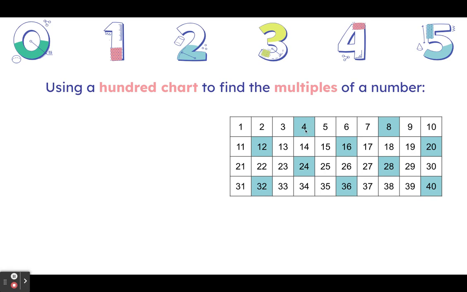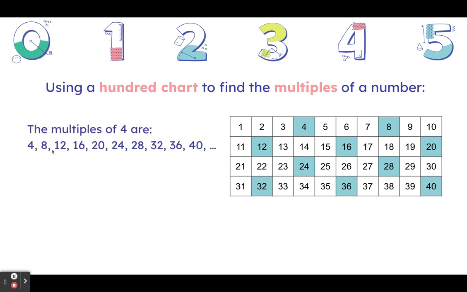So I start at 4 and then I count 4 more. 1, 2, 3, 4. I get to 8. I count 4 more to 12, and so on. So every fourth square I will color in with that color, and I'm finding my multiples of 4. So we can see here the multiples of 4 are 4, 8, 12, 16, 20, 24, 28, 32, 36, 40, and so on forever.